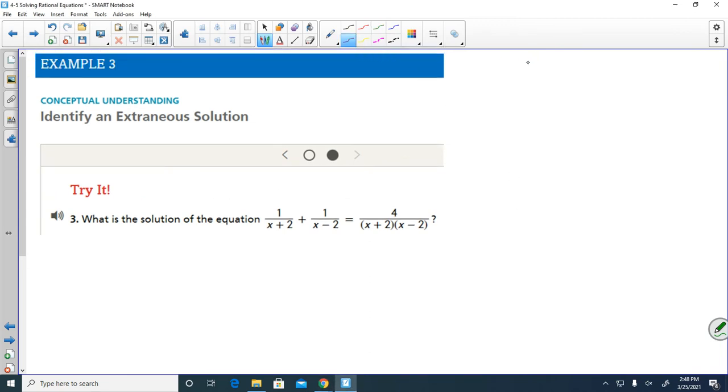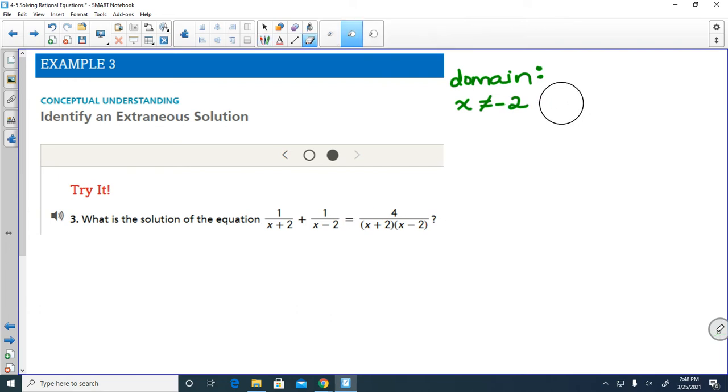So I still want to think about what my domain is. I look and see, okay, for the first fraction, x cannot be negative 2. And then for the second fraction, if x were positive 2, 2 minus 2 would be 0. Well, let's just do a comma. x cannot be negative 2 or 2. And then right here, it looks like I've handled it.